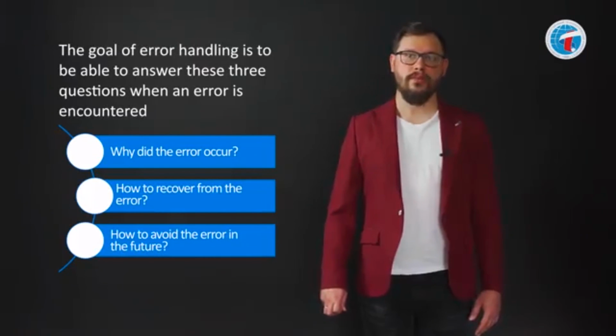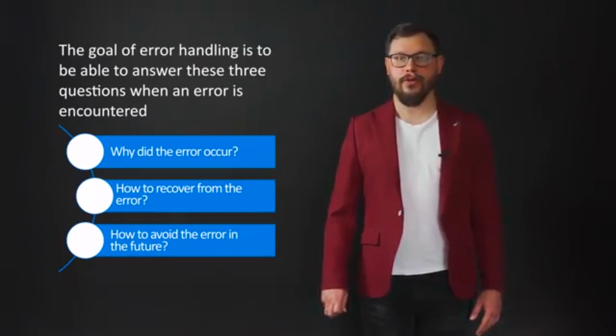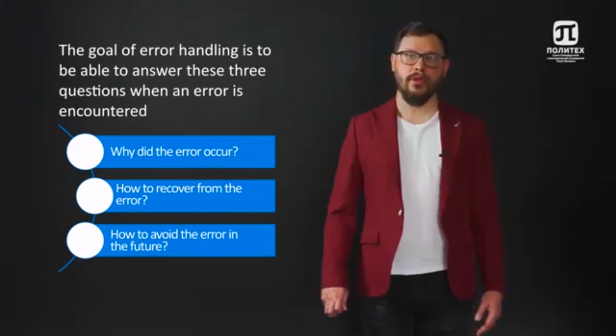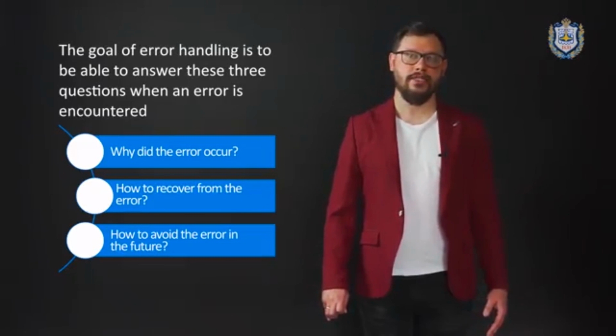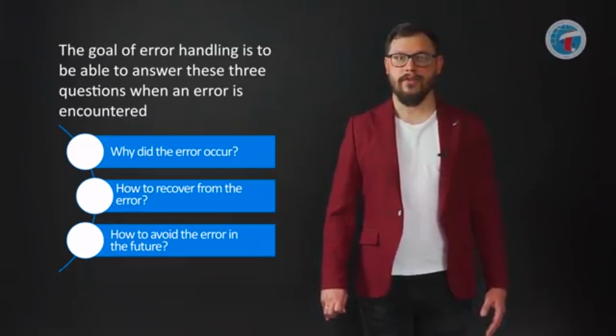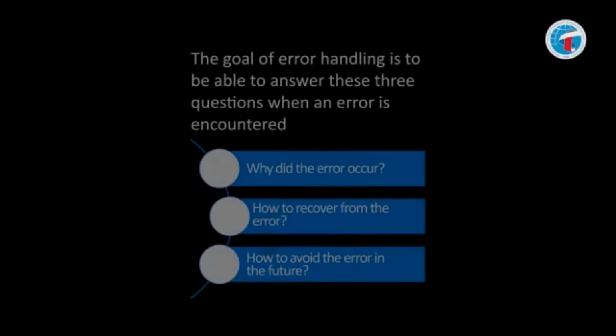The first question can be answered by providing the user with enough information when the error occurs in order to identify the cause. For example, when the user tries to access a resource which doesn't exist, it would make sense to reply with an HTTP error code 404 not found instead of just 400 bad request, or worse, an HTTP code 500 server error.